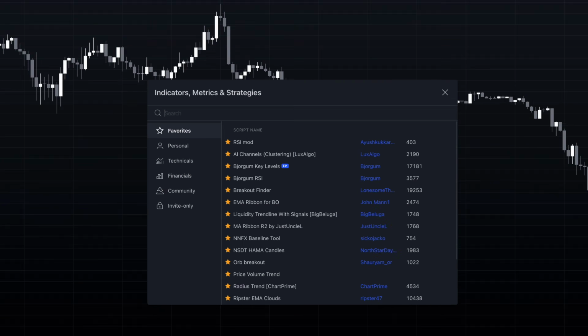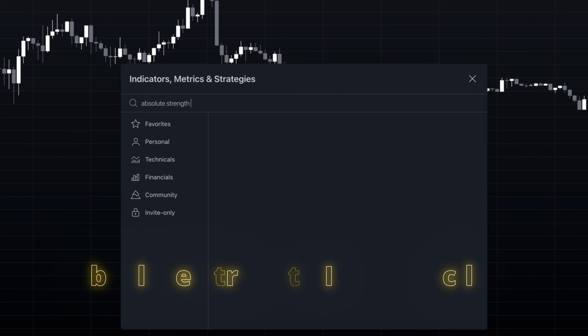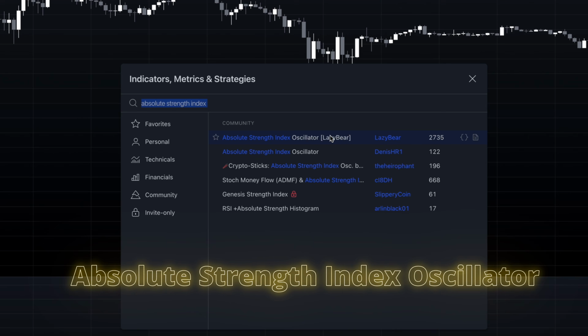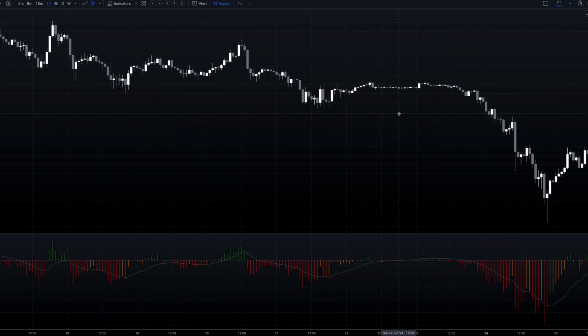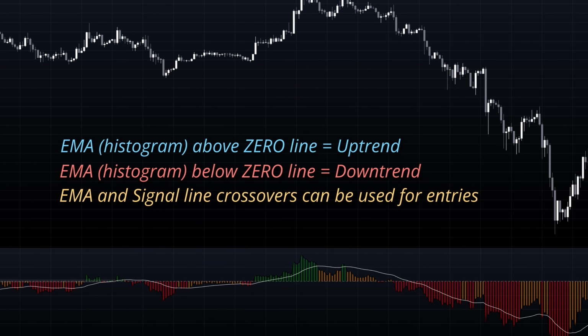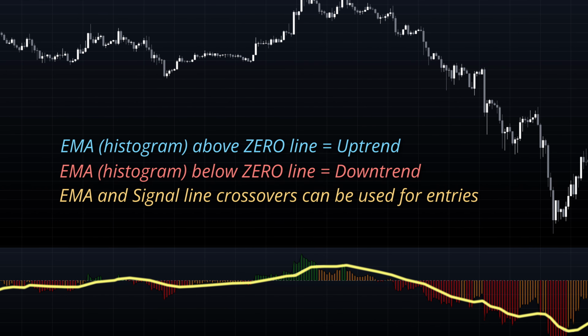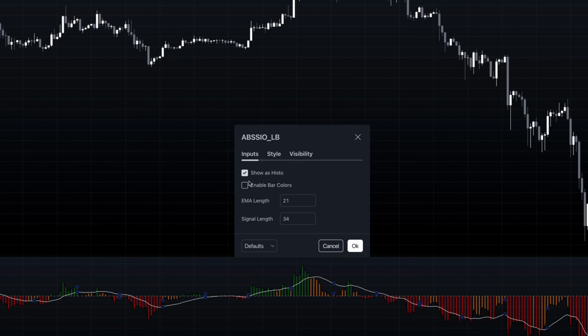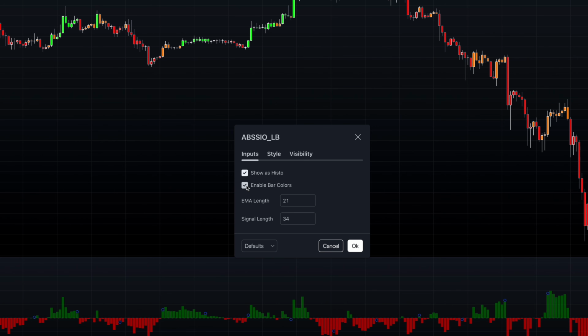The Absolute Strength Index Oscillator by Lazy Bear is a momentum indicator that tracks price movement relationships. You can find it on Tradingview. It generates signals through zero-line crossovers for trend shifts and signal line crossovers for shorter-term moves. You can customize its appearance with histogram or line modes and bar coloring. The two main settings are the EMA length for the smoothing period and signal length for sensitivity.